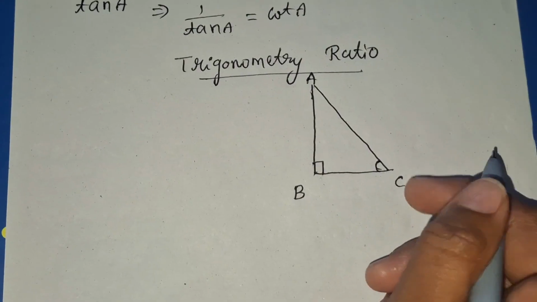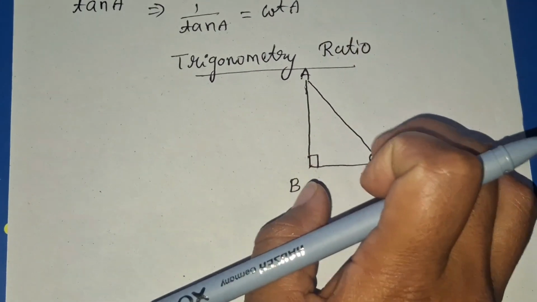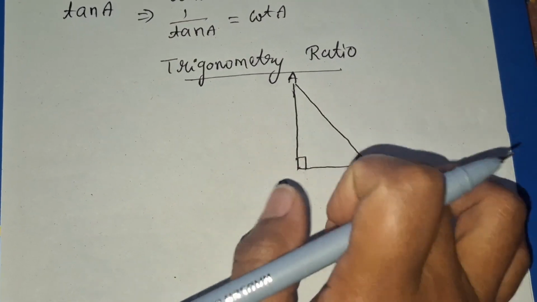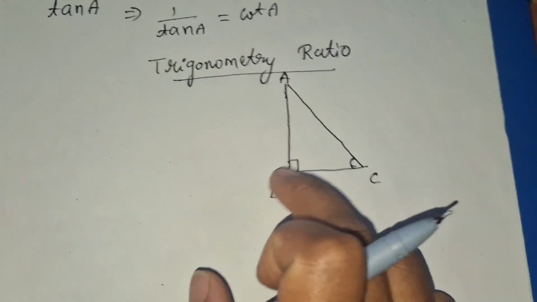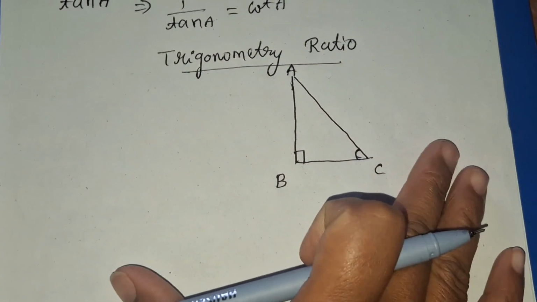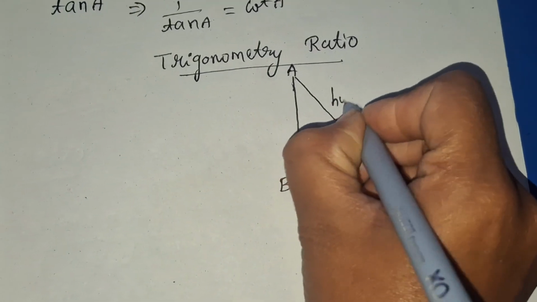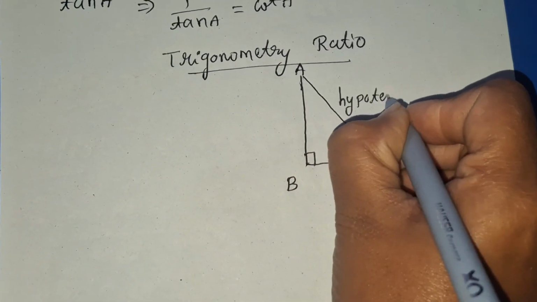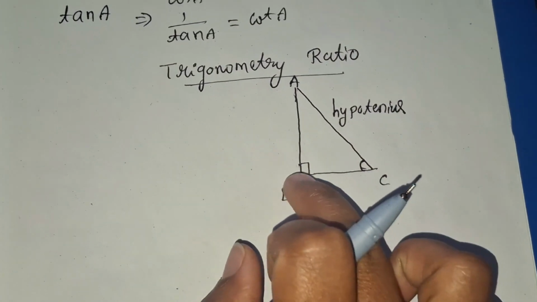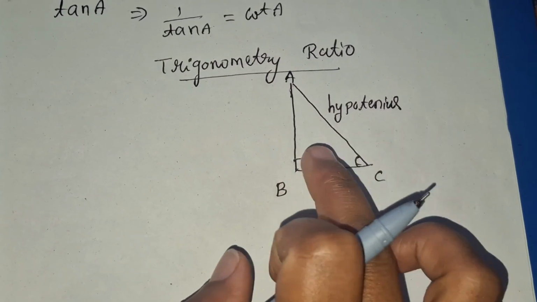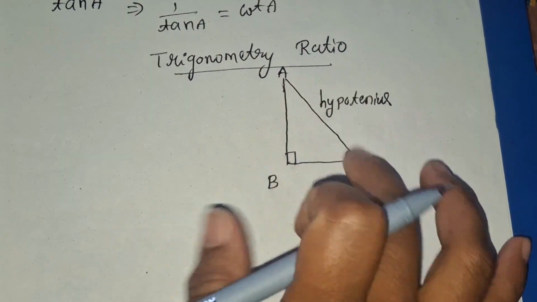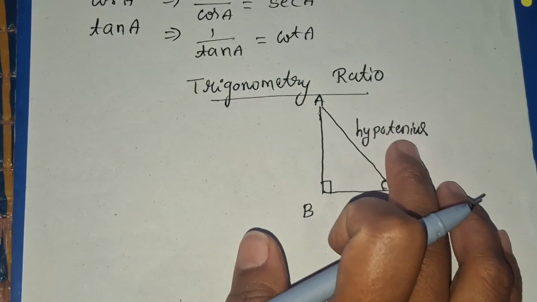Before going to trigonometry ratios, first understand what the three sides are. In this, the sides are AB, BC and AC. The longest side is called the hypotenuse. Which one is the longest side? The one opposite to the right angle. In this right angle triangle, the side opposite is AC. So it is called the hypotenuse.